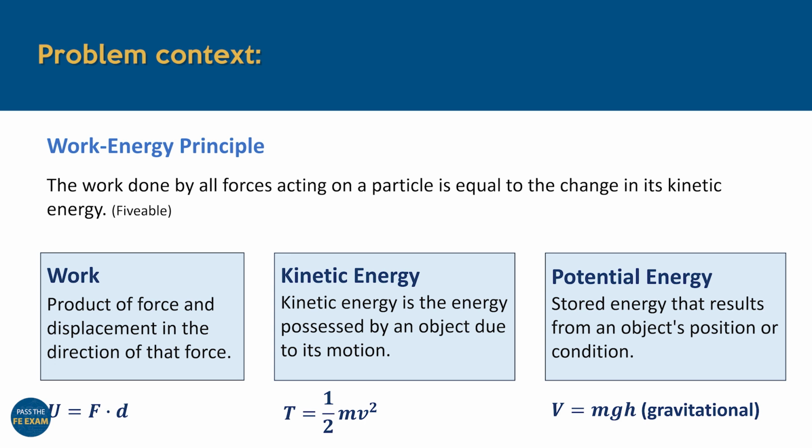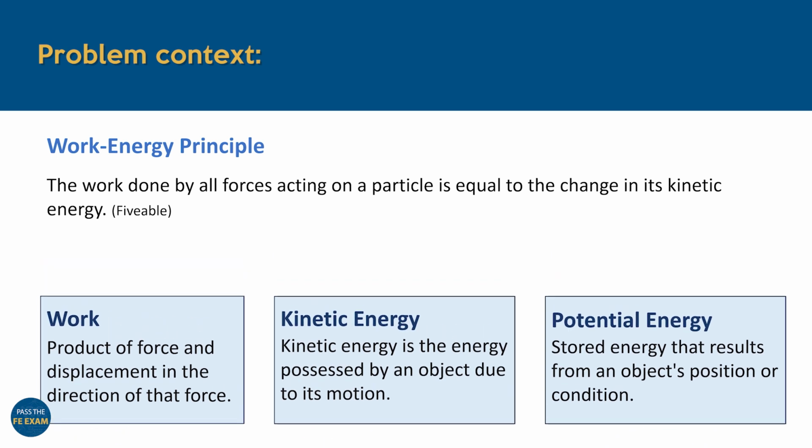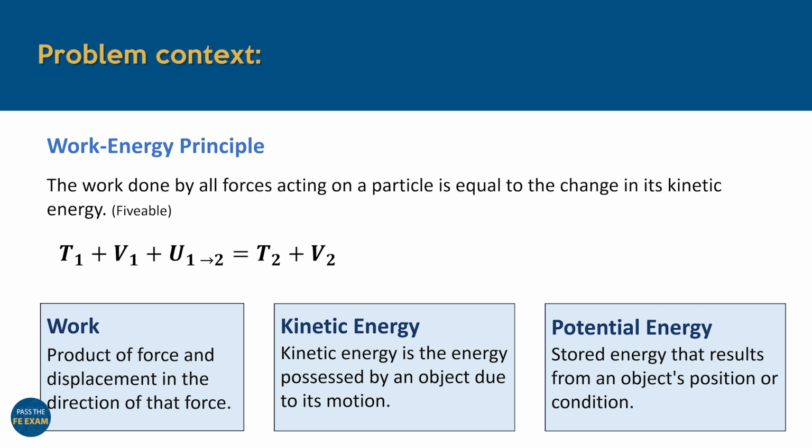When we combine these three concepts, we arrive at the work energy equation. This equation tells us that the initial kinetic energy, T1, the initial potential energy, V1, and any external work done by non-conservative forces, U, as the system moves from state 1 to state 2, must be equal to the sum of the final kinetic energy T2 and the final potential energy V2.